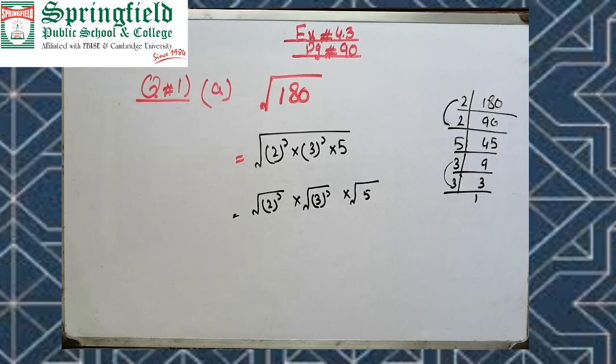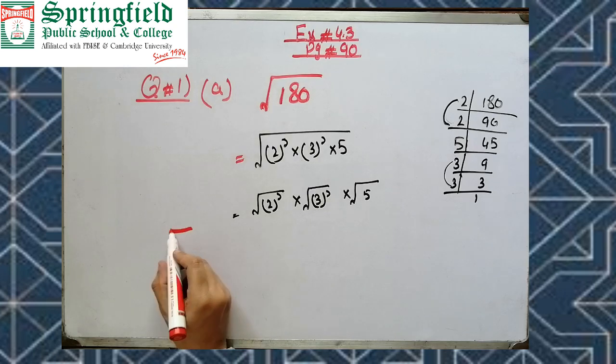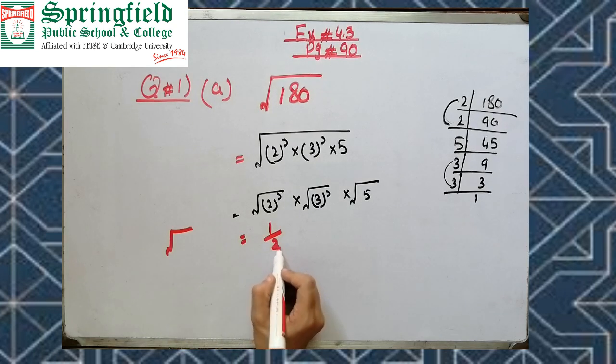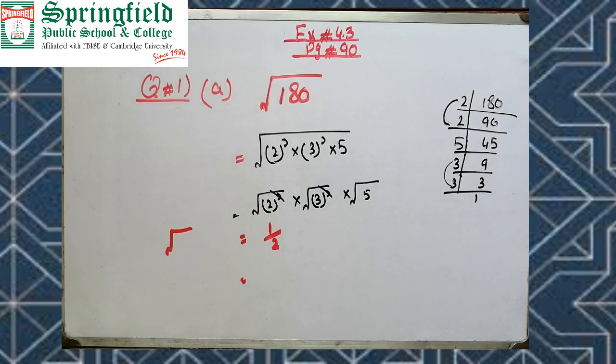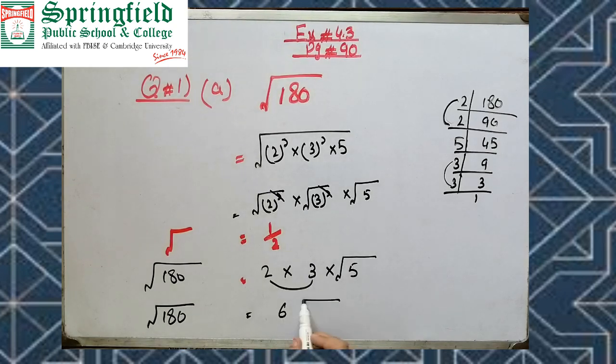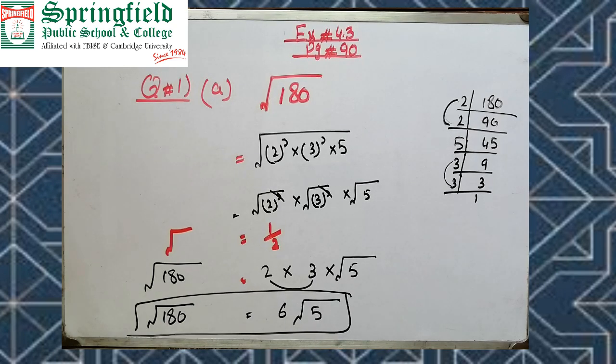And we know that the value of the square root is 1 by 2. So according to the value of 1 by 2, it can be cancelled with the square root. So 2 multiply 3 multiply 5 is just left. Two 3s are 6 under root 5. And this is the final answer after simplification.